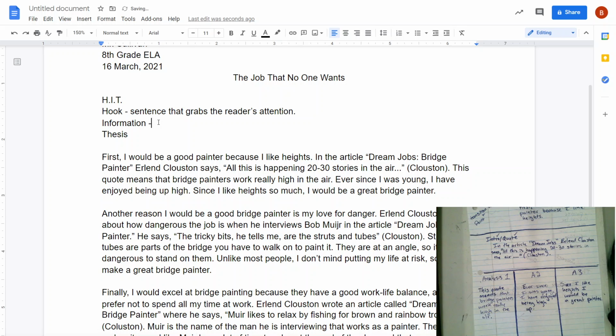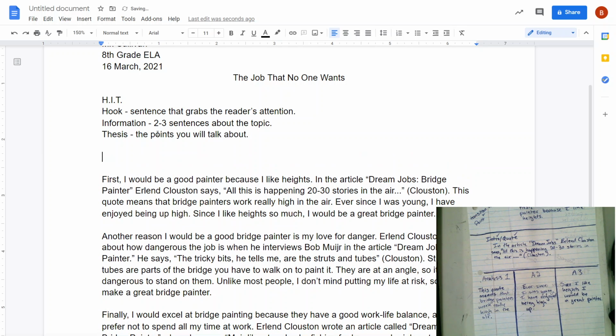Information is 2 to 3 sentences about the topic. Okay, about the career that you've chosen. So in my case, it would be 2 to 3 sentences about bridge painting. And then the thesis is obviously the 3 points you will talk about.